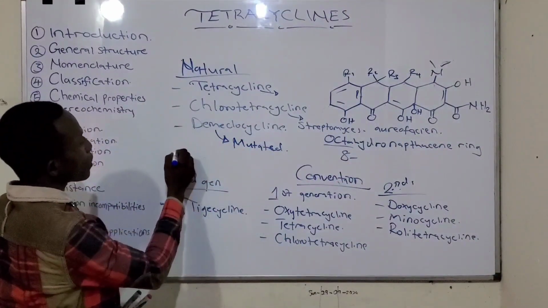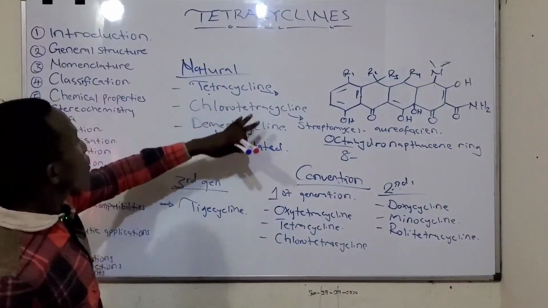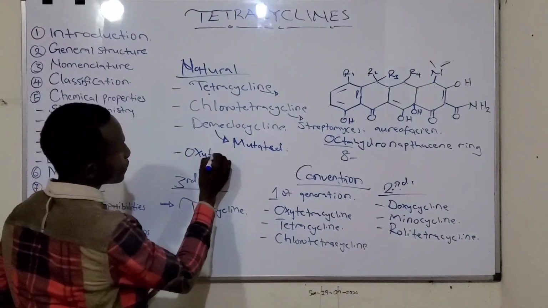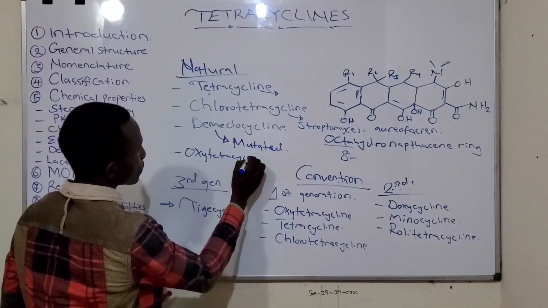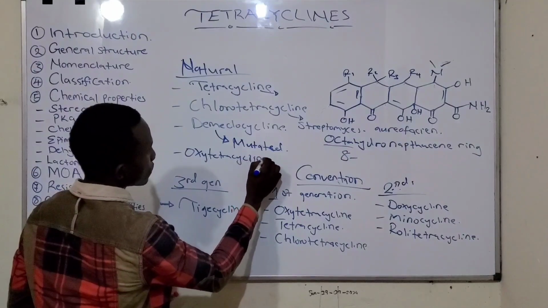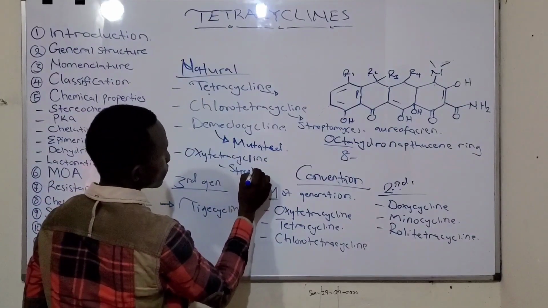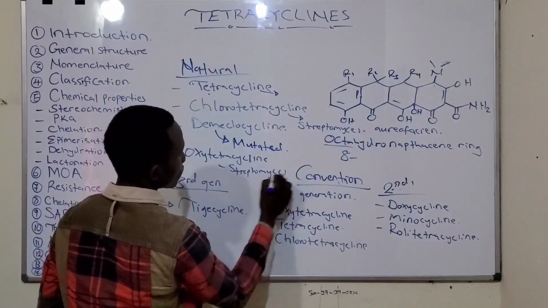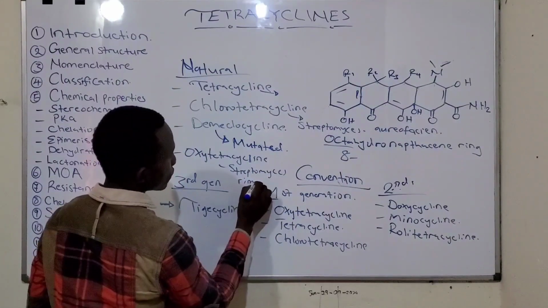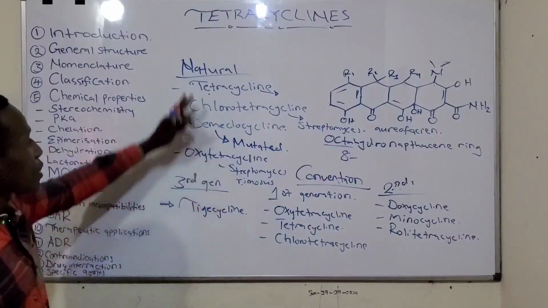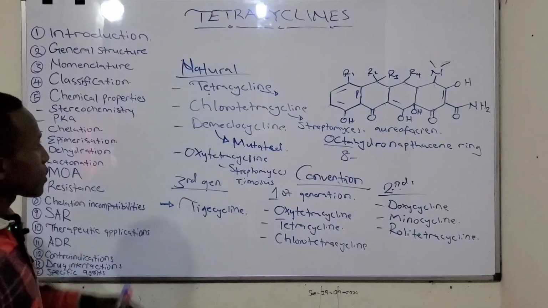Then there is oxytetracycline. This one is gotten from Streptomyces rimosus. So these are the natural tetracyclines.